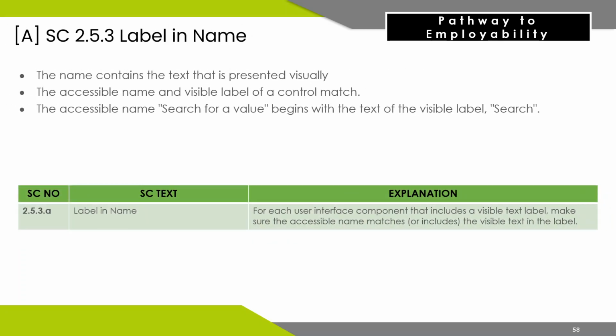The requirements for success criterion 2.5.3 Label and name are 2.5.3.a Label and name. For each user interface component that includes a visible text label, make sure the accessible name matches, or includes, the visible text in the label.